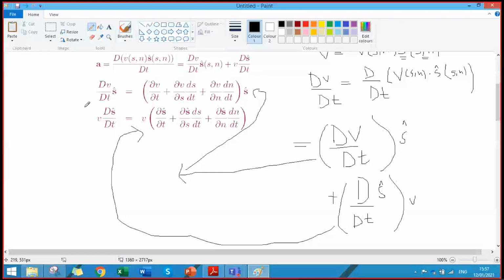There are two coordinates only. Velocity will change with respect to time, so partial v by partial t. Velocity will change with respect to the s coordinate, and the s coordinate will change with respect to time. Plus velocity will change with respect to the normal coordinate, and the normal coordinate will vary with respect to time. Is it clear? And then when you apply the total derivative on the s direction, the s direction will vary with respect to time, and with respect to itself. We know that this term will be equivalent to what? These two terms will cancel out, right? So we can apply the following simplifications.